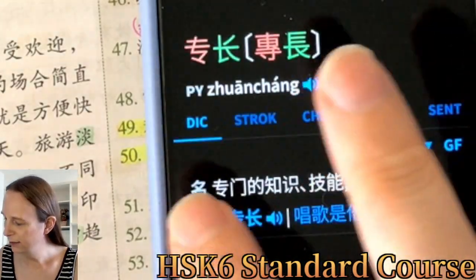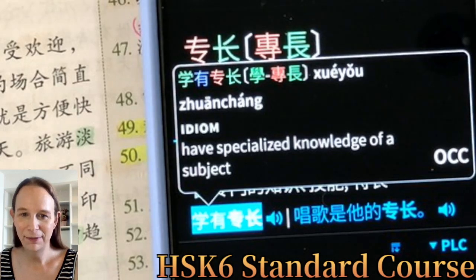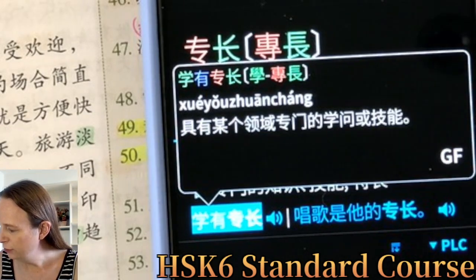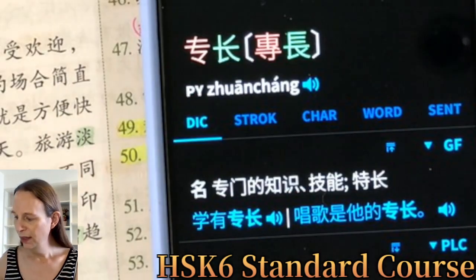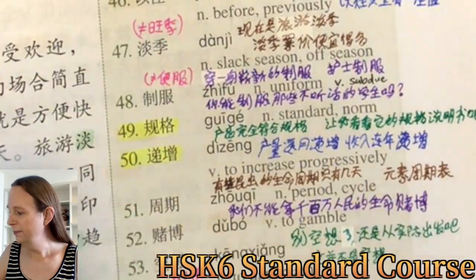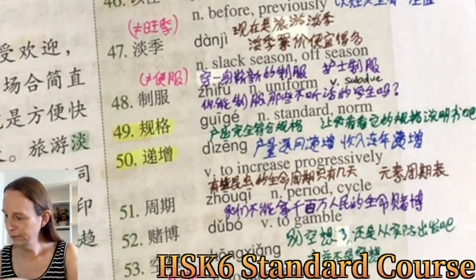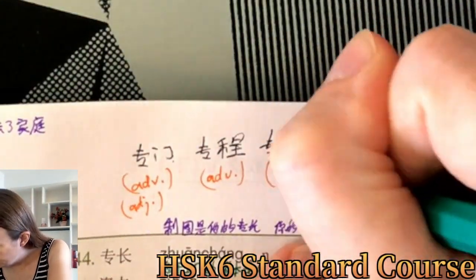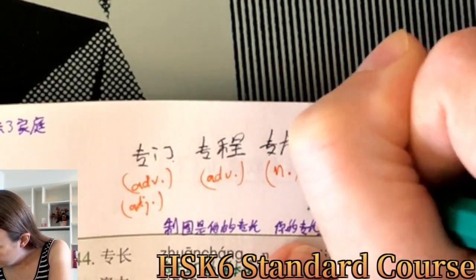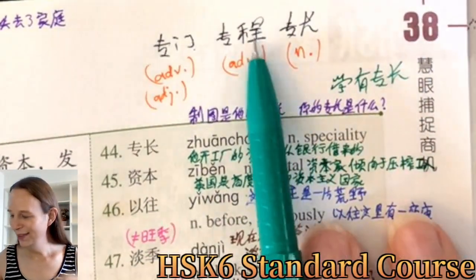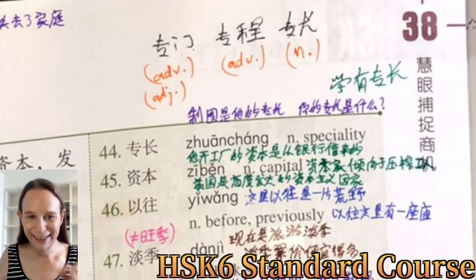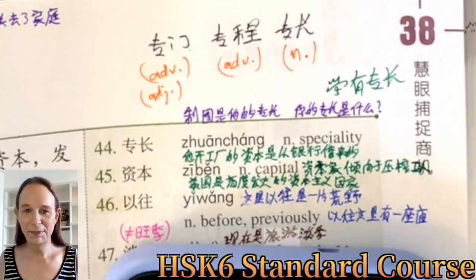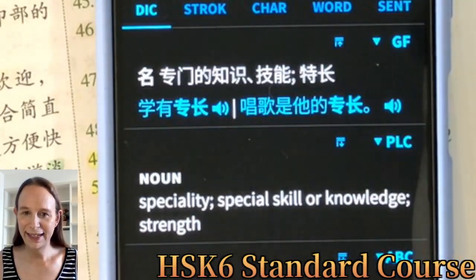学有专长. What's this mean? That sounds like a Confucius quote. Have specialized knowledge in a subject. 具有某个领域专门的学问和技能. Okay, 学有专长. Let's jot that down. So some sort of specialized academic knowledge or technique or skill or something.